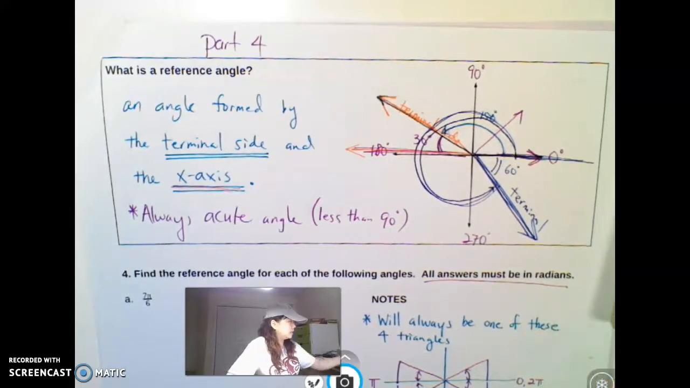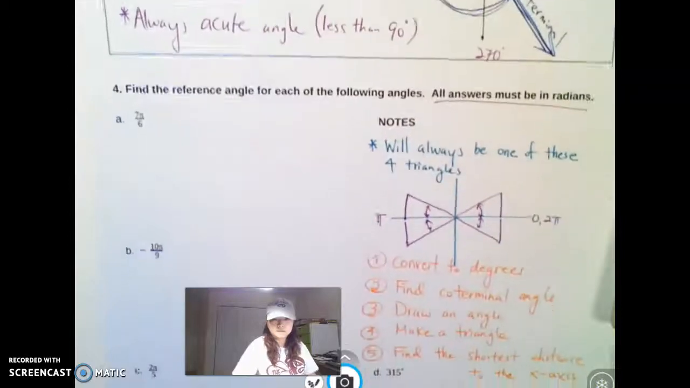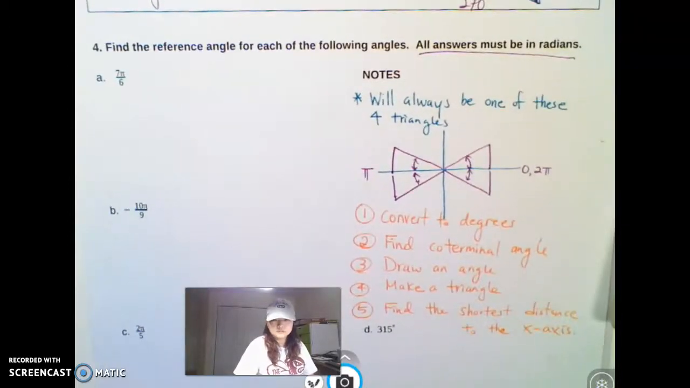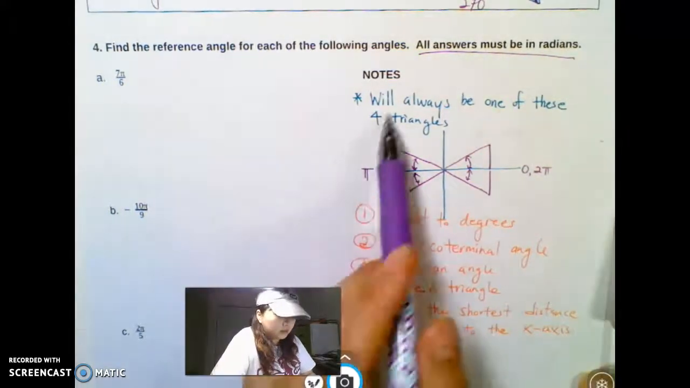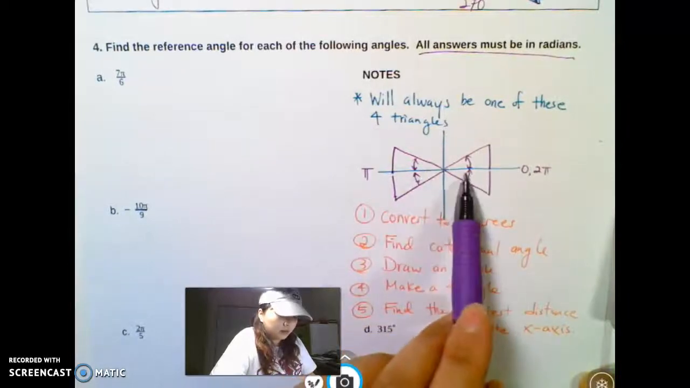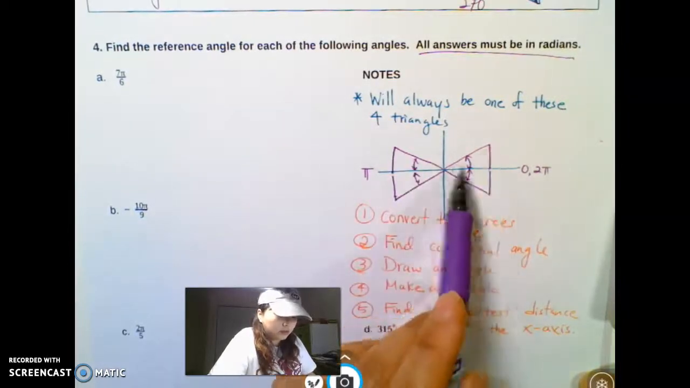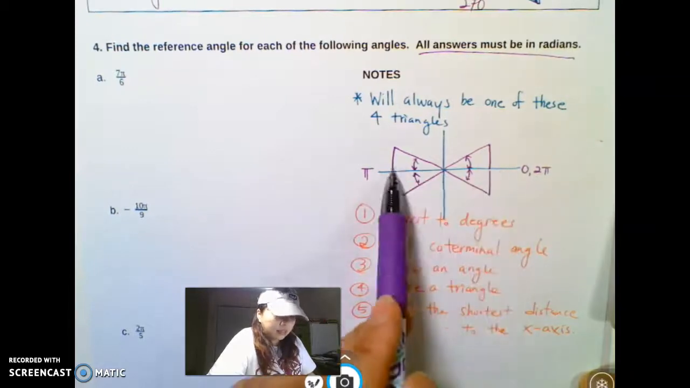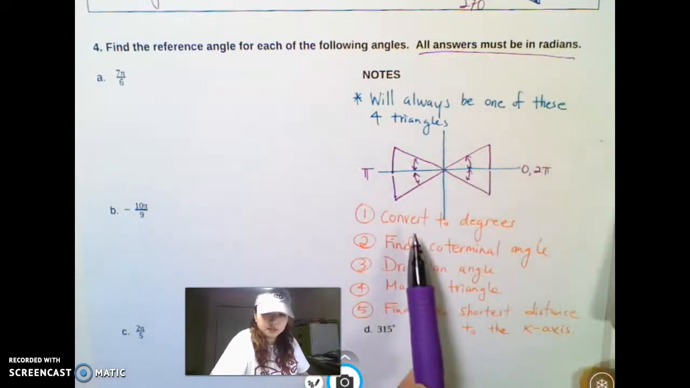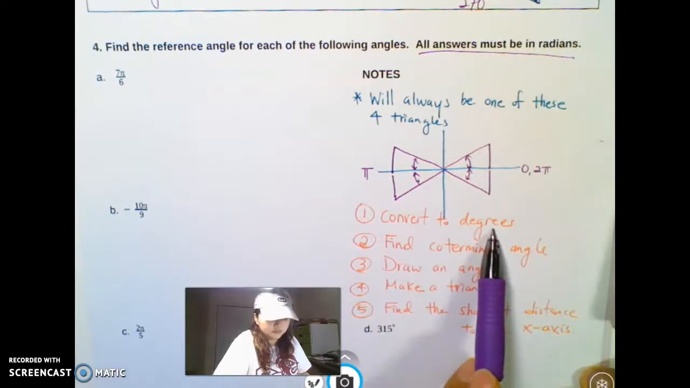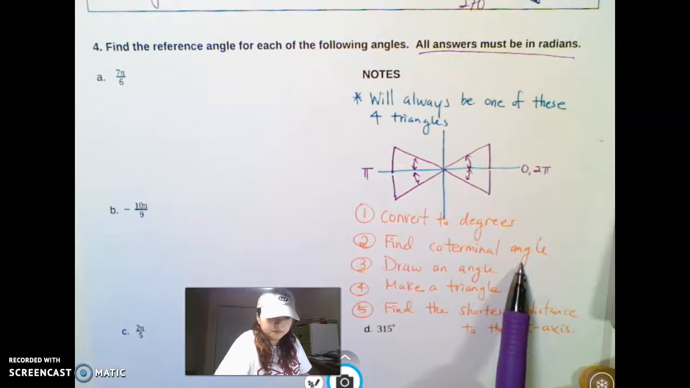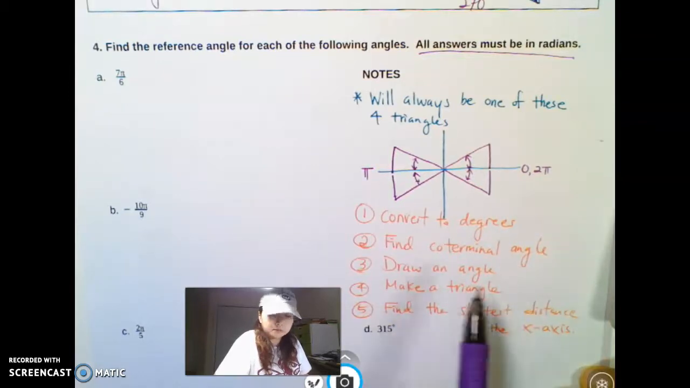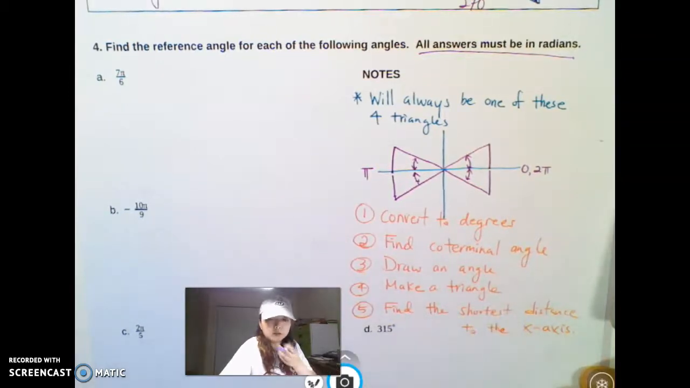So let's take a look at the steps. I tried to write a few steps. Oh, I have to add one more thing at the end. So it's always going to be one of these 4 triangles because it's always going to have a terminal side and an x-axis. So first, I would convert to degrees. I'll explain that. Find the coterminal angle because it might have some negative, something that's really big. So you have to find the coterminal angle first.